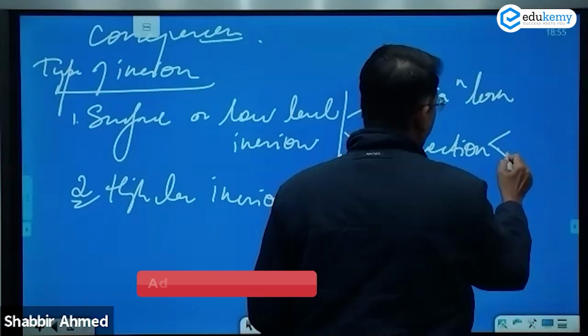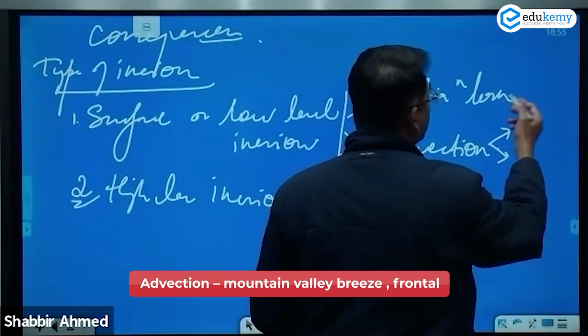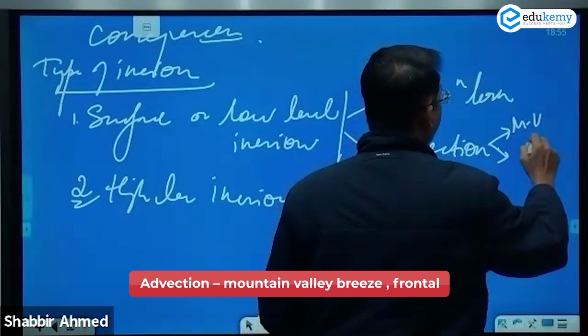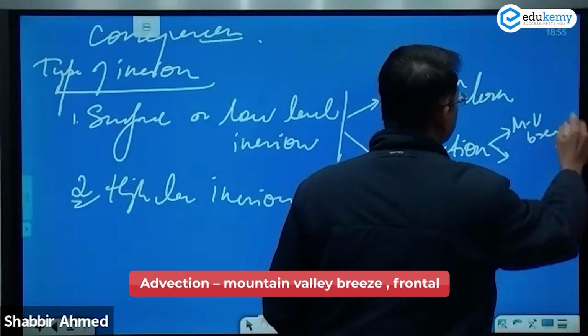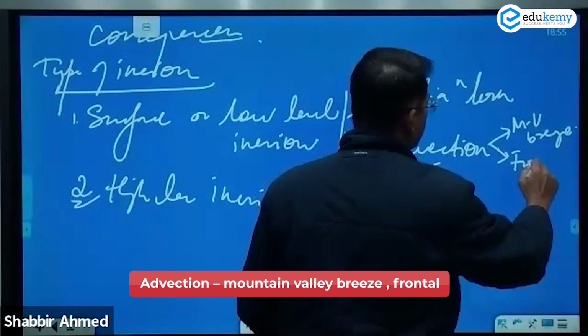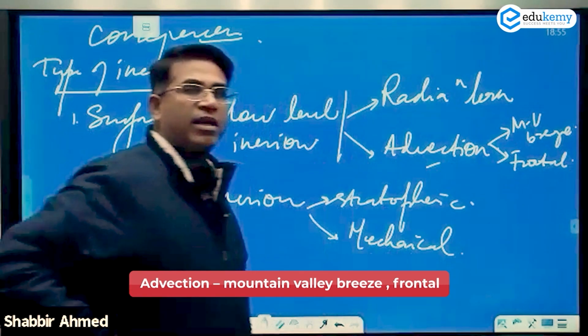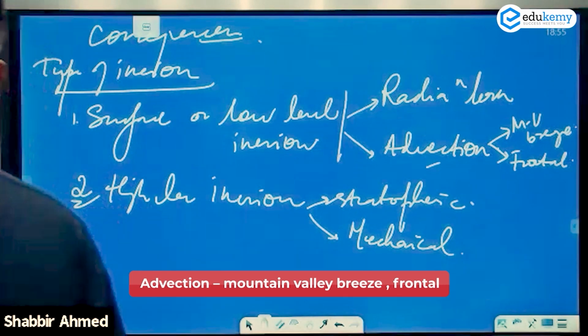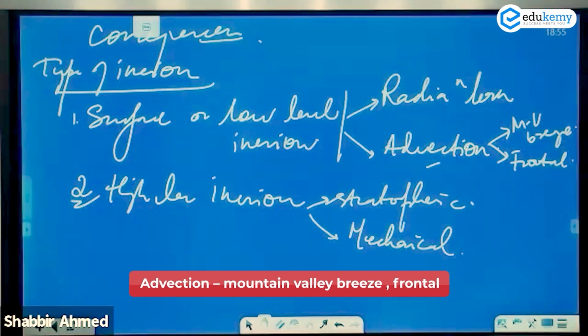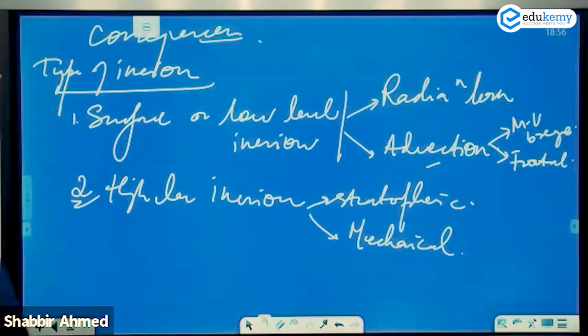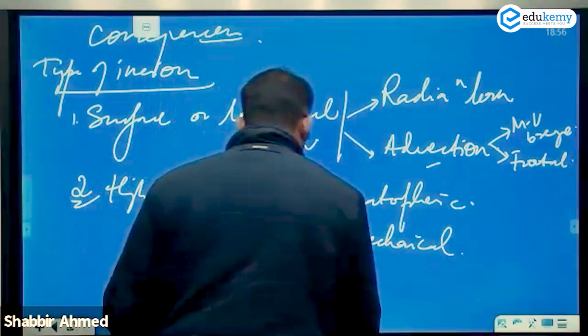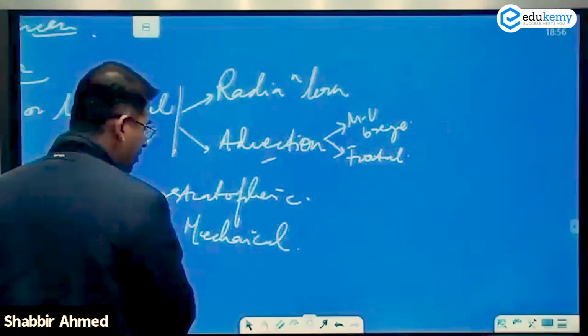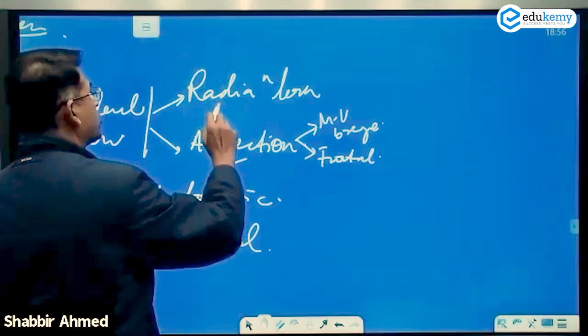Advection can be of 2-3 types. It can be because of mountain, valley, breeze. It can also be frontal. Advection means what? Horizontal movement is advection. Okay. So radiation inversion कब होता है? When do we have it? I'm elaborating on this. Notes में लिख लो आप लोग, फिर questions पे आएंगे.